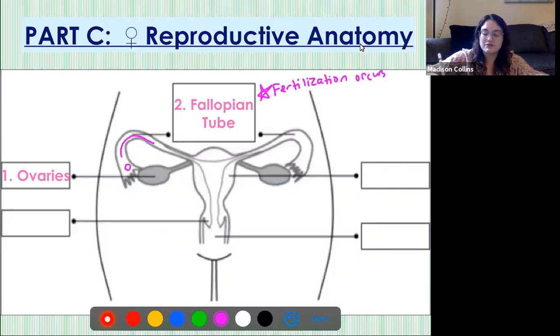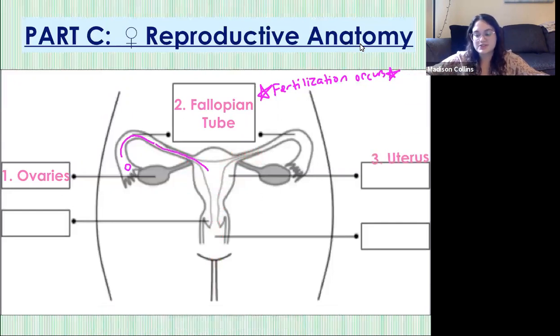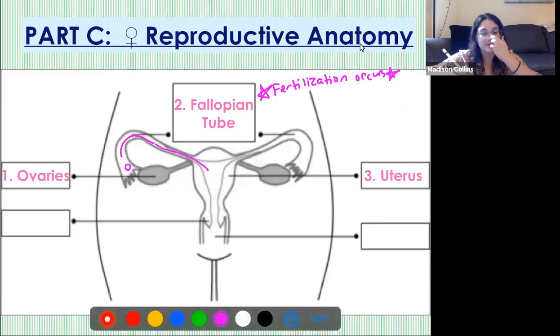Okay, so if at any point during this process, sperm enter the woman's body, those sperm are going to travel up through these fallopian tubes. And if they run into an egg in the fallopian tube, that is where fertilization occurs, right? If fertilization occurs, that egg is going to continue traveling down into this next structure, which is known as the uterus. And again, if that egg is fertilized, it's actually going to implant itself into the wall of the uterus and prepare to start growing and dividing.